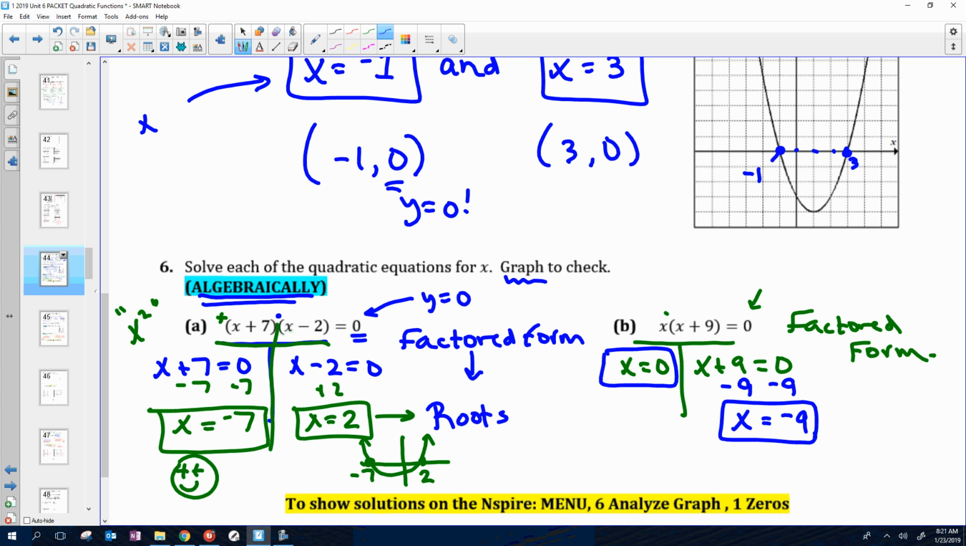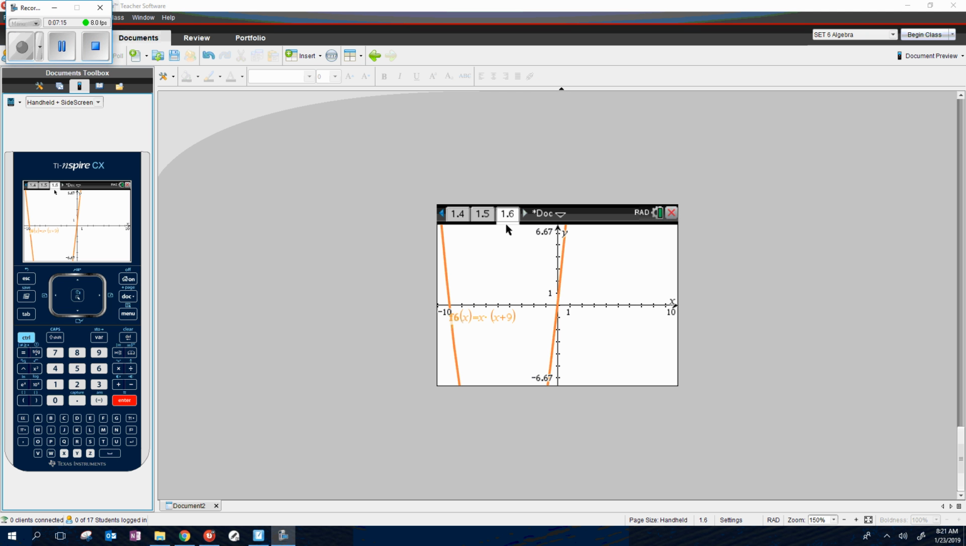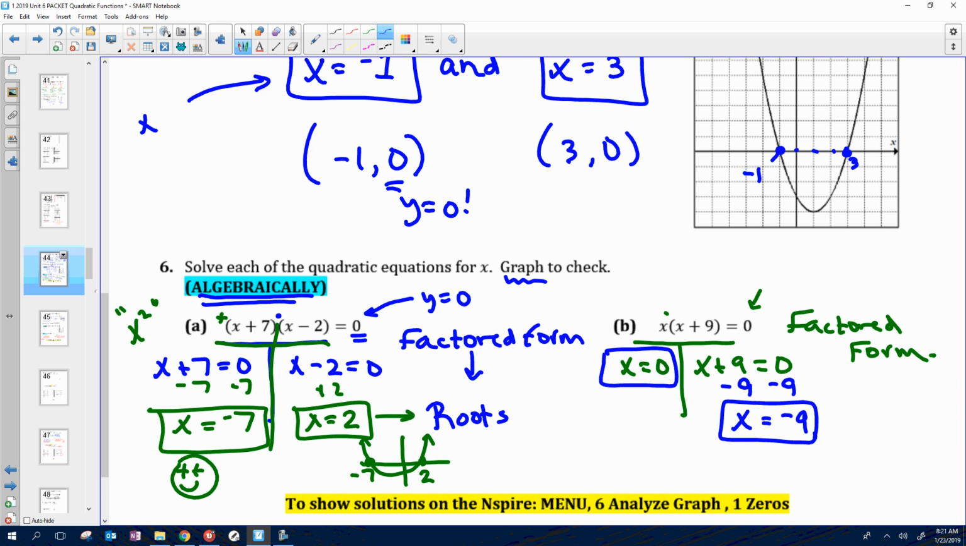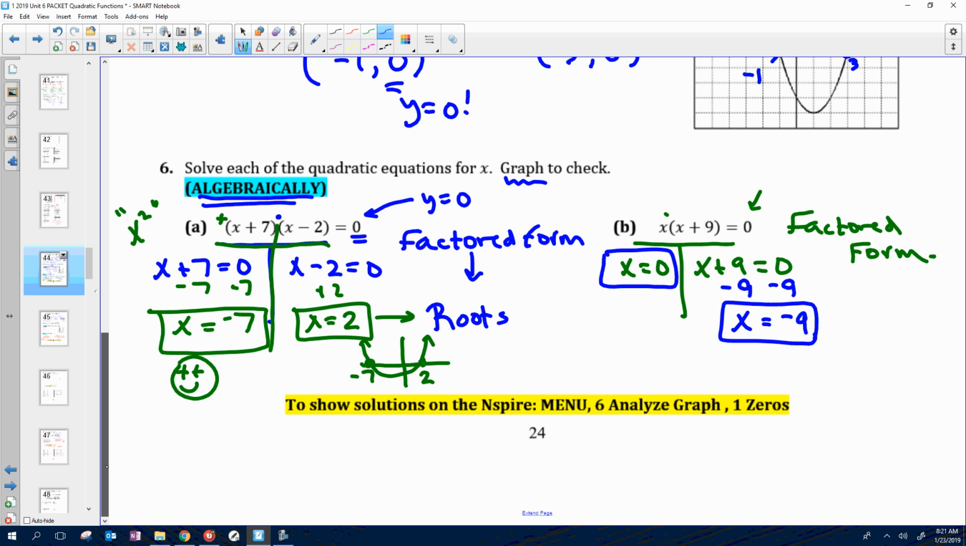So if I were to graph that on my graphing calculator, it would look like this. X times x plus 9, and you see a 0 at negative 9, and you see the other 0 at 0. Okay, so moving right along. To show solutions on the Inspire, you can do analyze graph and find the zeros. In that case, they were easy to find because I could see them.